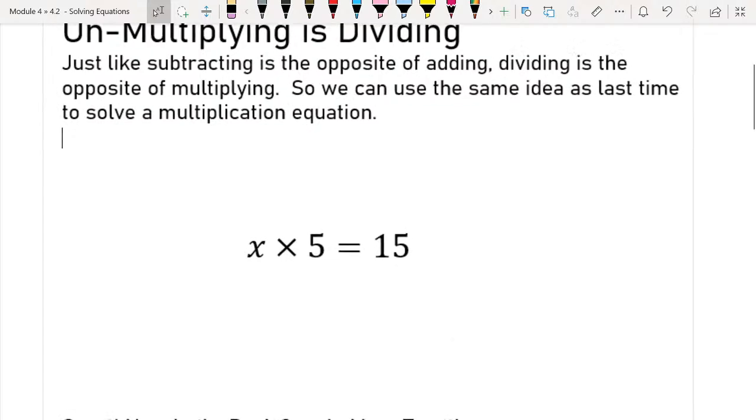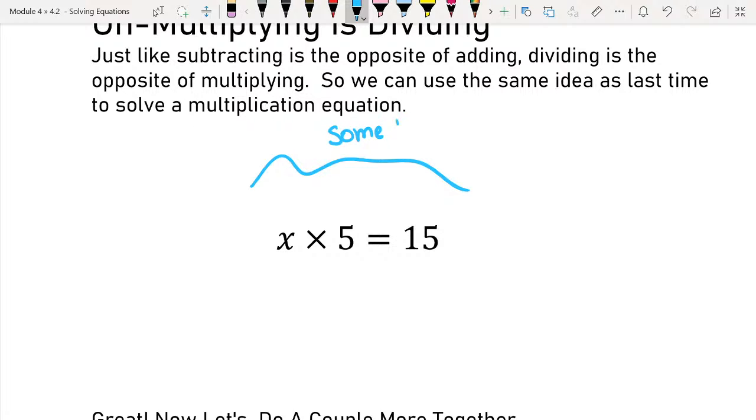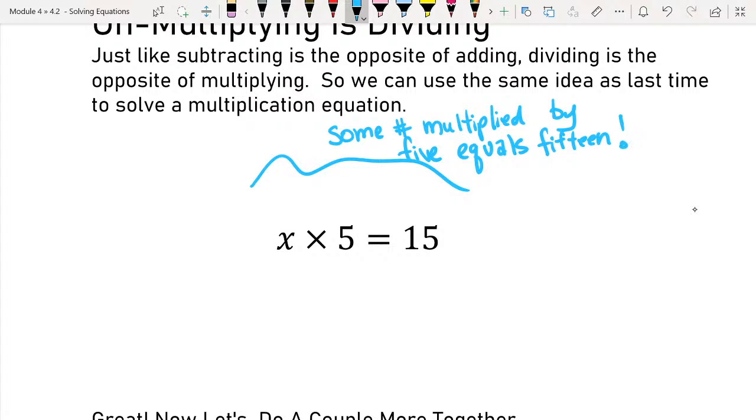So unmultiplying is just dividing. What this equation is saying right here is some number multiplied by 5 equals 15. Now you may be able to do that in your head, in which case, great, do it in your head.